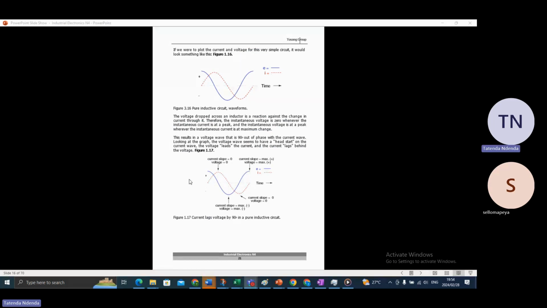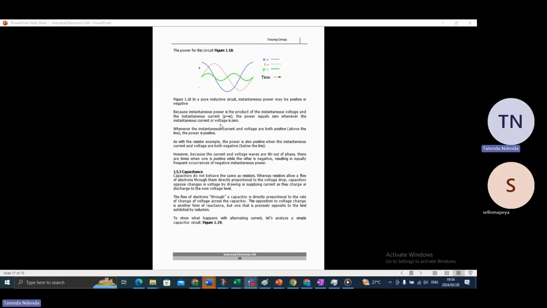Okay, so if we were to plot the current and voltage for this very simple circuit, it would look something like this. So when you are free, I would want you guys to go through all these notes. Then you have capacitance. Then we said yesterday capacitors store energy, which is electrical energy. So I would also want you guys to actually go through these capacitance and capacitors.